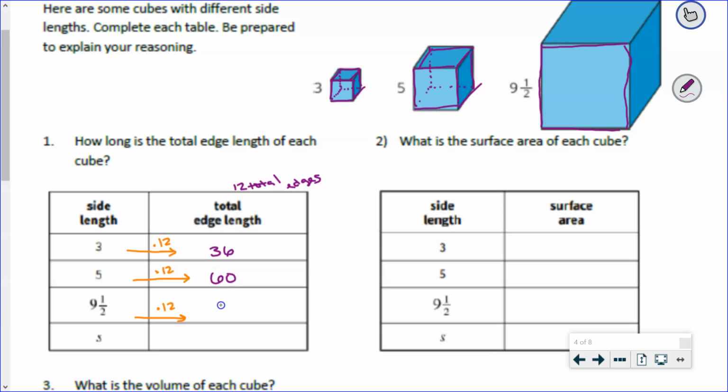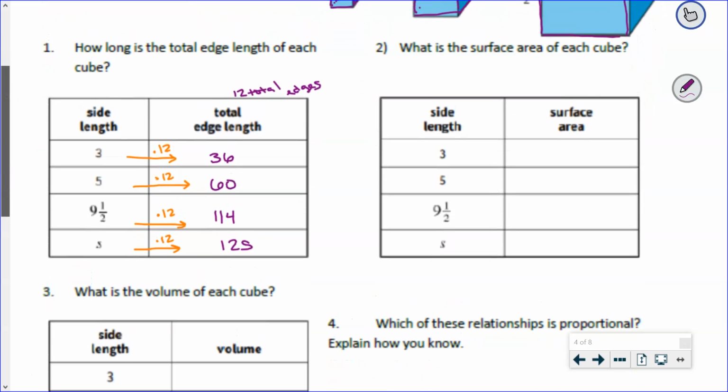Go ahead, Peyton. Beautiful. So what's going to happen if I have S? What is that going to be? Are we going to change our pattern, or are we still going to multiply by 12 as we go across? And so then we would have S multiplied by 12 to give me 12S. Okay. Man, that one was a little bit tricky for me.